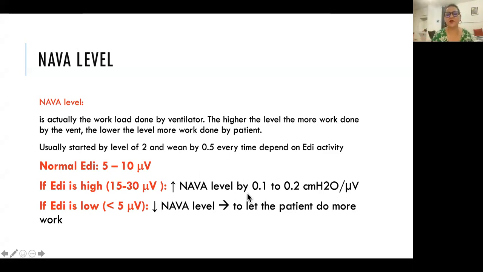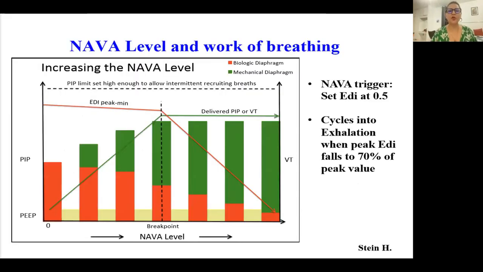So you will increase your Nava level 0.1, 0.2, 0.2 each time to see that the EDI level is coming to normal. But if your EDI level is too low, that means the baby doesn't require that much pressure and doesn't require that much support of the ventilator. So you will start reducing the Nava level so as to let the patient do more work. That's how you keep the Nava level. One time you will keep a particular Nava level, but then you will titrate it depending on what EDI you are seeing. And you have to give time for the EDI. Don't just react immediately. Give some time so that it settles, and then you can change your Nava level.